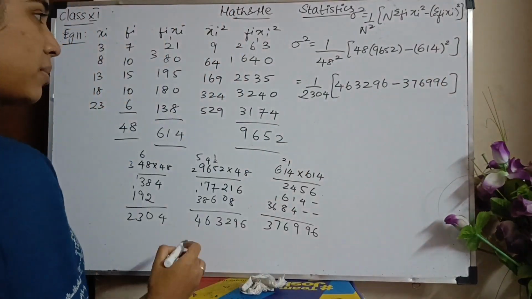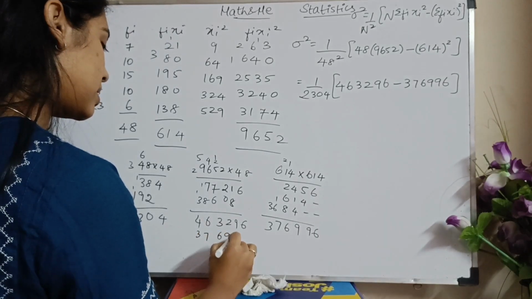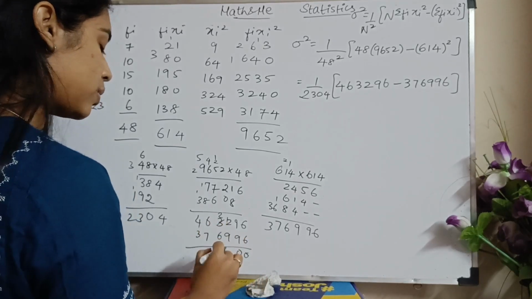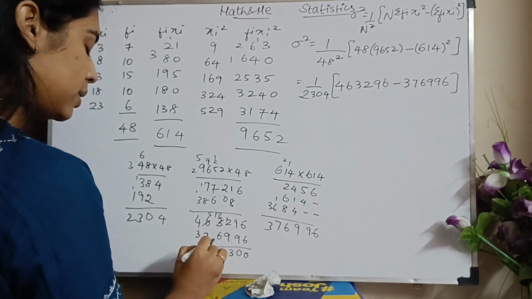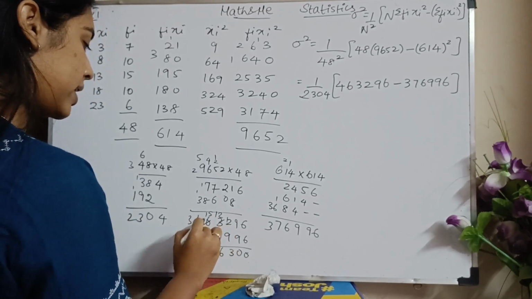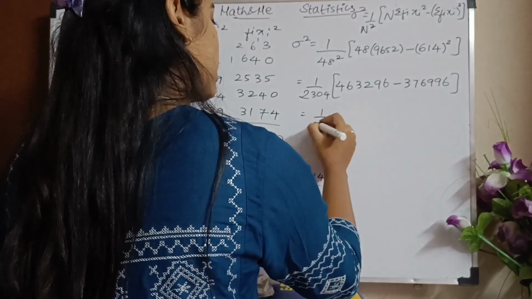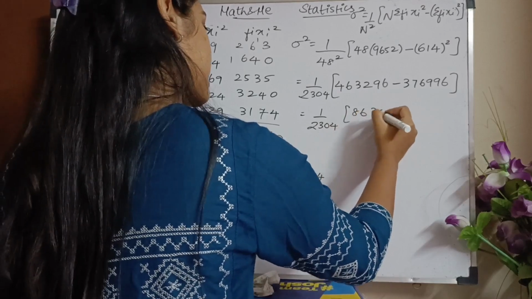Now can we subtract these two? 463296 is here. I'll write it here. 376996. So 0, 0, carry over at this place. So 12 minus 9 is 3. Then again I have to borrow from here. 12 minus 6 is 6. Then I have to borrow again. 15 minus 7, 8. So 8, 6, 3, 0. So 1 by 2304 times 86300.